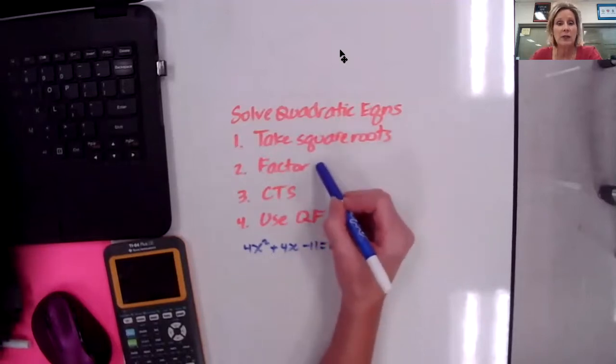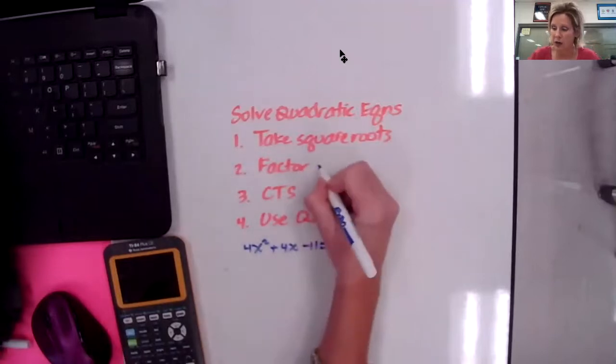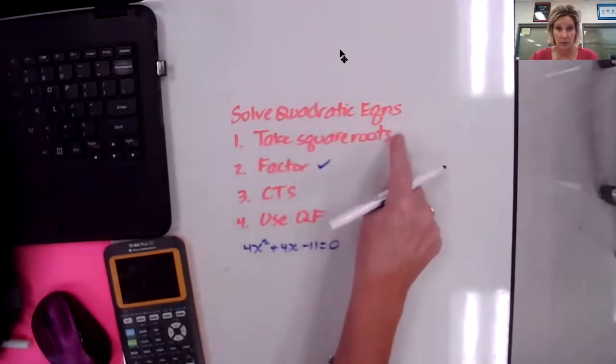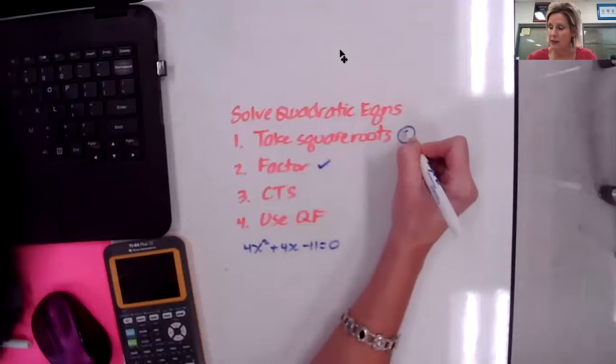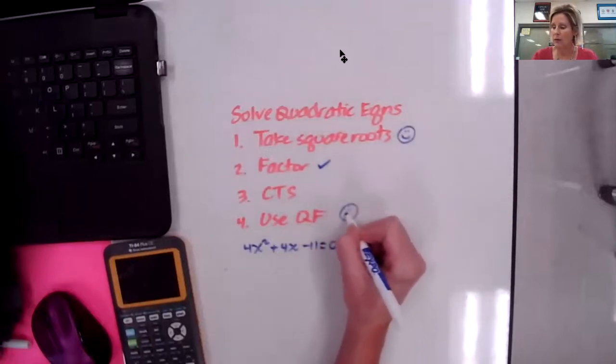The next way is to factor. Guys, you just had a quiz on solving equations by factoring, so we've done this one. So I'll check it off. We have done that. We're going to do this today. So I'll put a smiley face. This is coming. We're also going to use the quadratic formula.